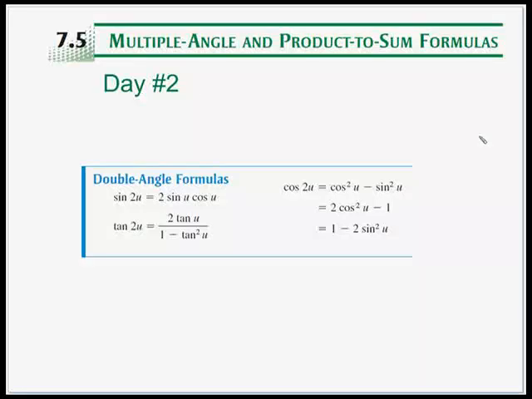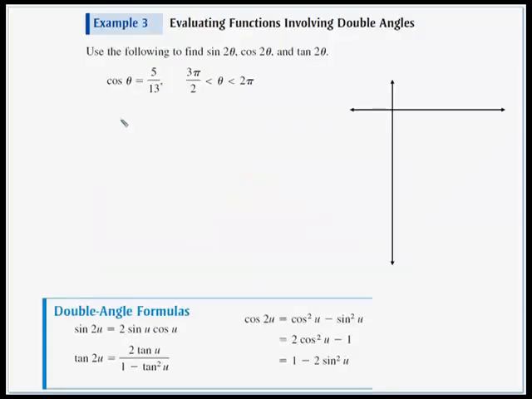In this video, we're going to continue on with section 7.5, the multiple angle and product to sum formulas, and we're going to work more with these double angle formulas a little bit. Let's see here. In example 3, they want us to find sine of 2 theta, cos of 2 theta, and the tan of 2 theta, given that the cosine of single theta is 5/13, and we know theta is somewhere between 3/2 pi and 2 pi, which means we are in the fourth quadrant.